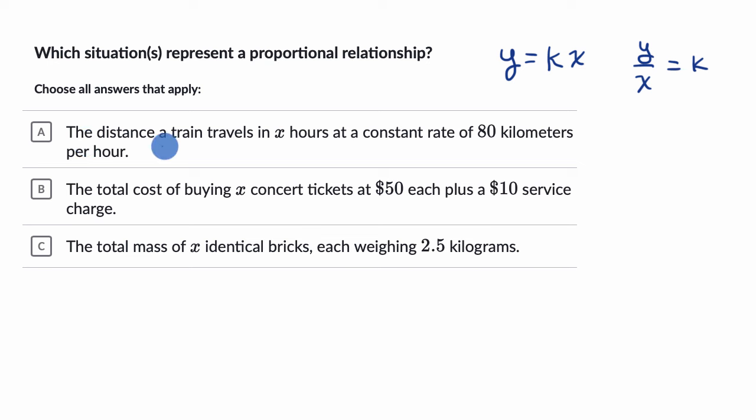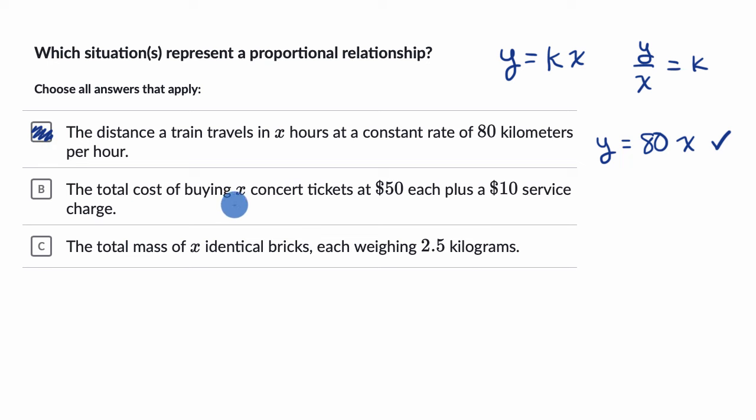So the first one is the distance a train travels in x hours at a constant rate of 80 kilometers per hour. Let's think about it this way. If we say y is the distance, and you're traveling for x hours, you multiply the time times the rate, times 80, and you'll get the distance. If I wrote the units out, the units would all work out. So this is in that form. y is equal to a constant times x. So I like this one.